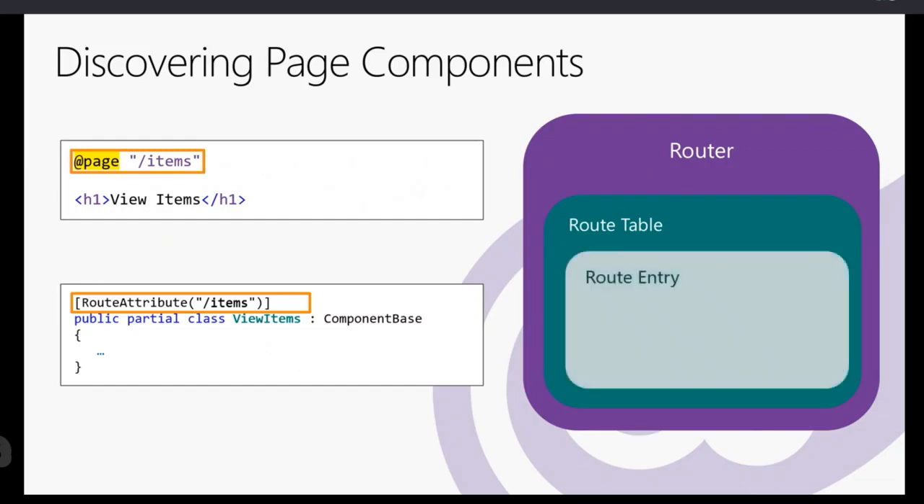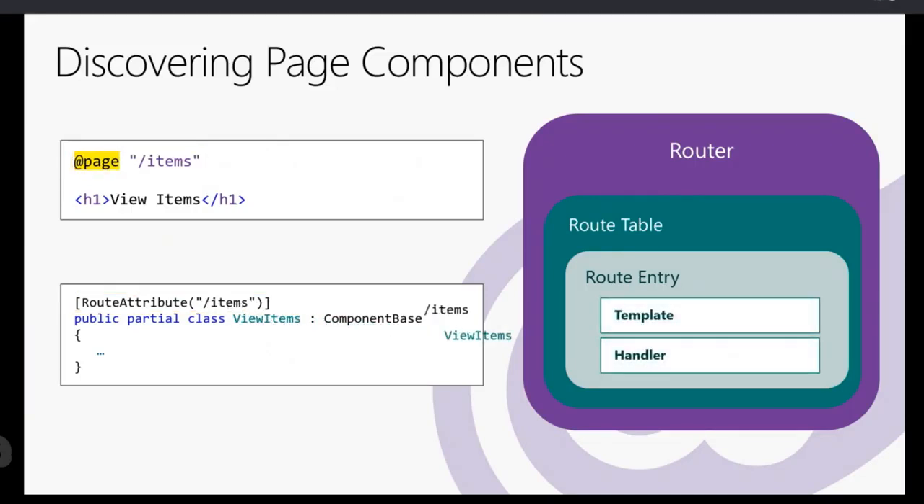And then it goes off and it stores them in something called a route entry. And the route table just contains an array of these route entries. So the route entry is made up of two pieces. It's the template that component handles, and then the handler, which is the type of the component. There are a couple of other bits on a route entry, but they're really not relevant for us. We won't worry about those too much, but that's the key pieces of information.